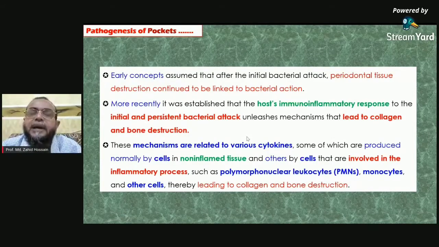Here our immune cells come to fight with the bacteria, and our immune cells produce a lot of toxins, a lot of different types of chemical molecules that want to kill the bacteria, and that sometimes becomes so big that it can also destroy the tissue.